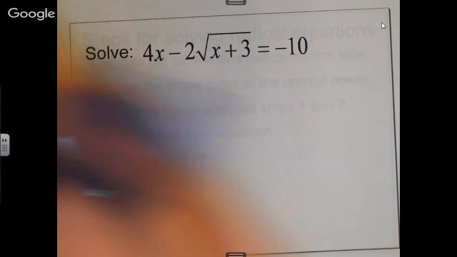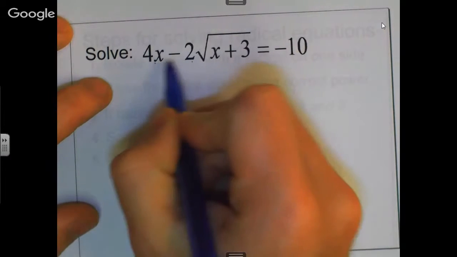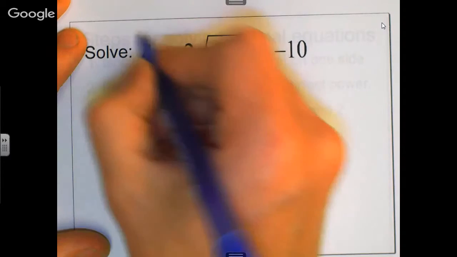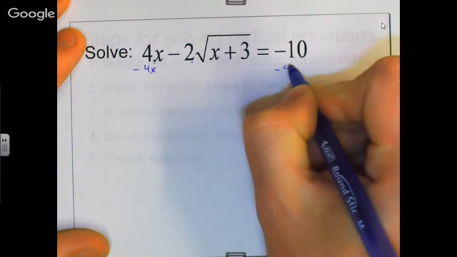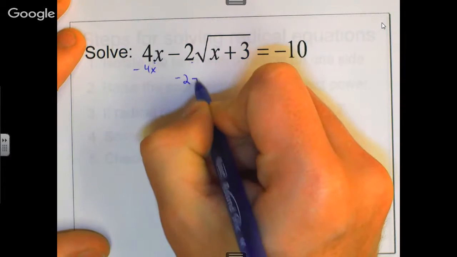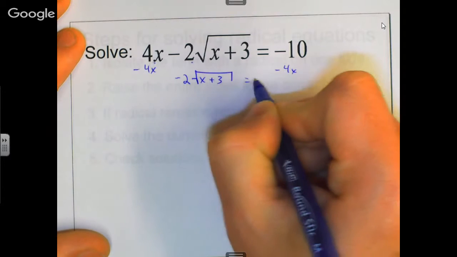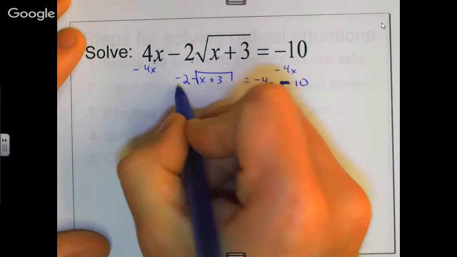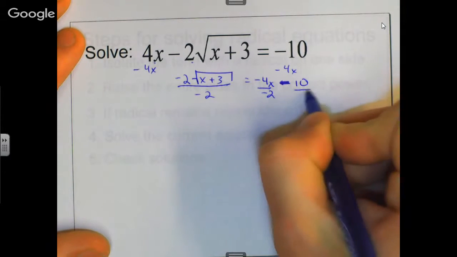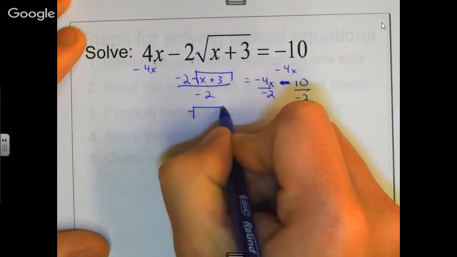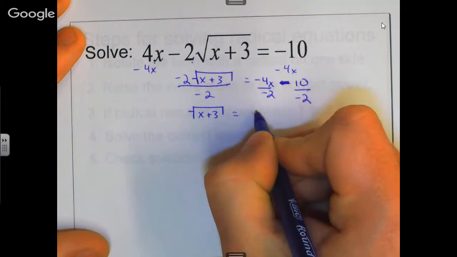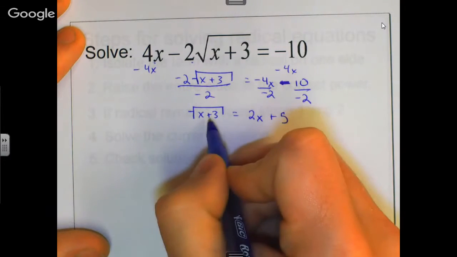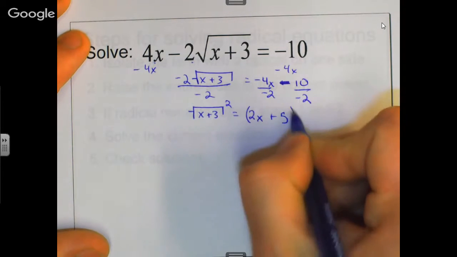I saw this one just a second ago. Okay, we do not have our radical here alone, so we need to get it alone. So we're going to subtract 4x, minus 4x. So you have -2 square root x plus 3 equals -4x minus 10, divided by -2 to everything. So the square root of x plus 3 equals 2x plus 5. Now this is all by itself, so we will square this side and square this side.